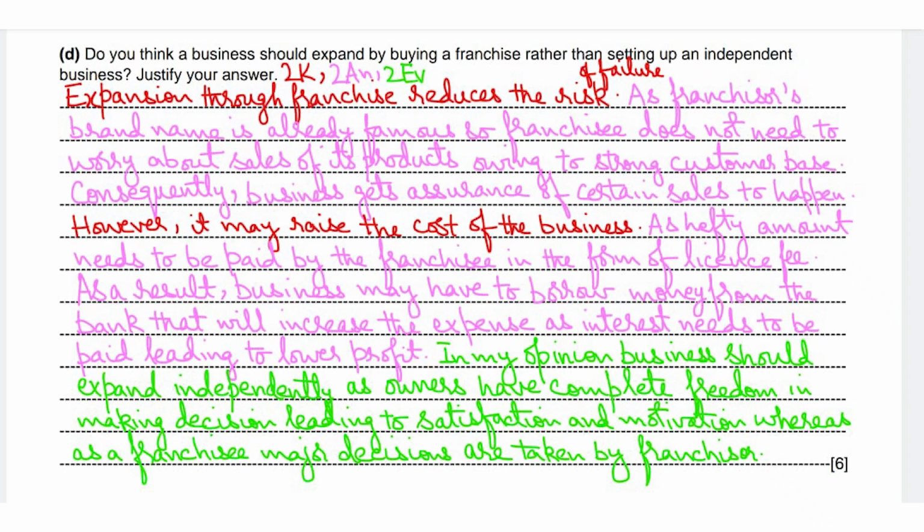And why higher cost would be there? I mentioned that because there would be interest. They have to borrow money from the bank. In my opinion, now I'm into my evaluation, so it is in green color. Business should expand independently as owners have complete freedom in making decisions. Of course, that is not there if you run a franchise.